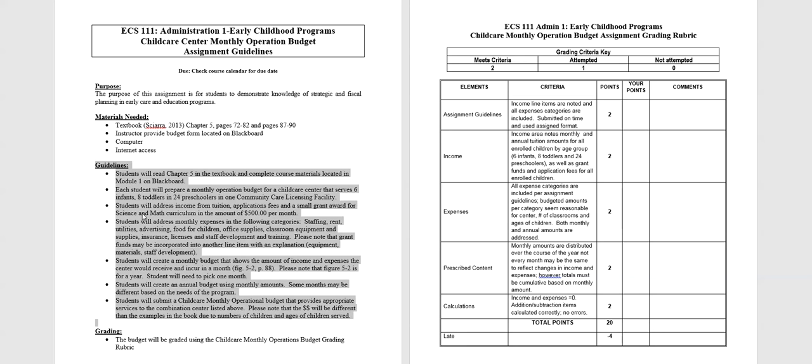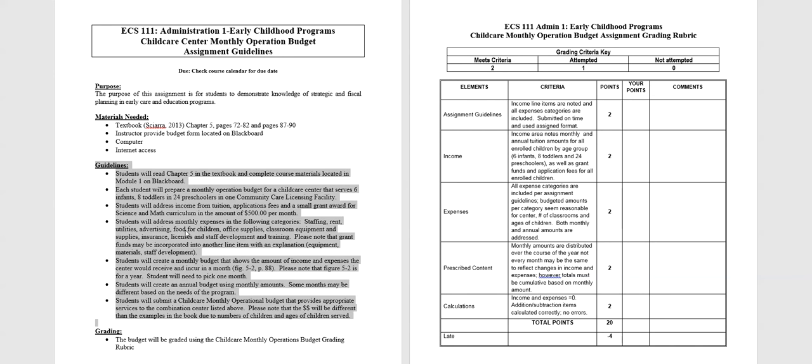You're also going to need to address income. So income can come from tuition of students, it can come from application fees, and you also can have grant awards. So in this case, I do want you to explore receiving grant awards. You're going to have a science and math curriculum grant that is $500. Please note that it is science and math, so that $500 can't be used, say, for photocopying attendance sheets. It would have to be used for something related to science and math.